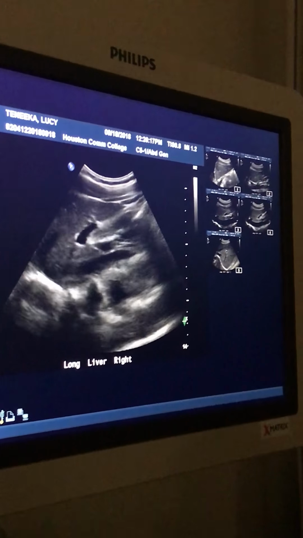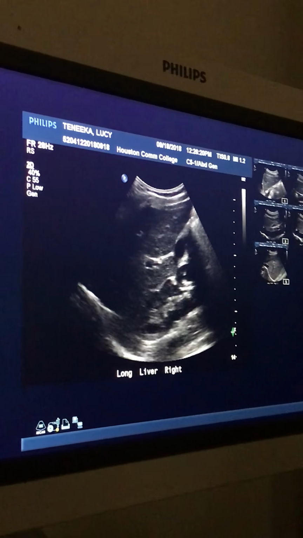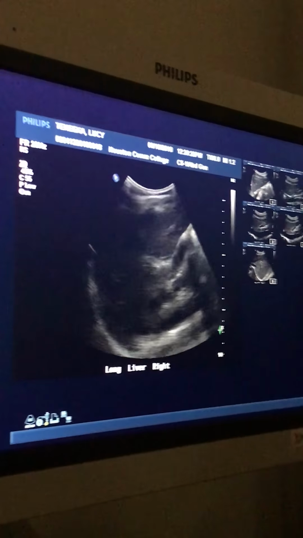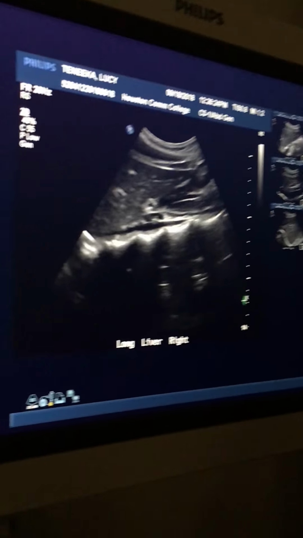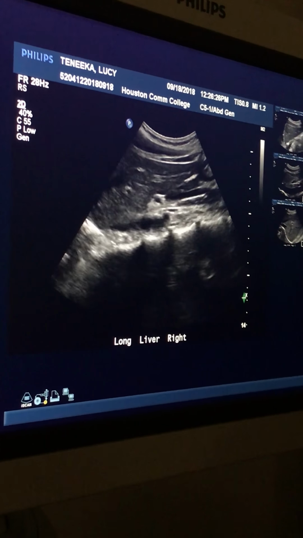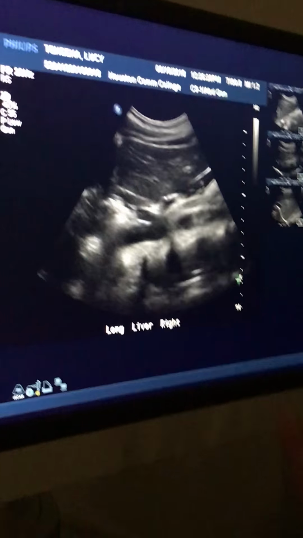So the depth doesn't need to be increased in that picture? As long as you don't cut off the liver, the diaphragm, then you're just good. The focus was just all the way at the bottom? Yep. Grab it and lock it. Deep breath and hold it. So I'm going to leave the depth like this.